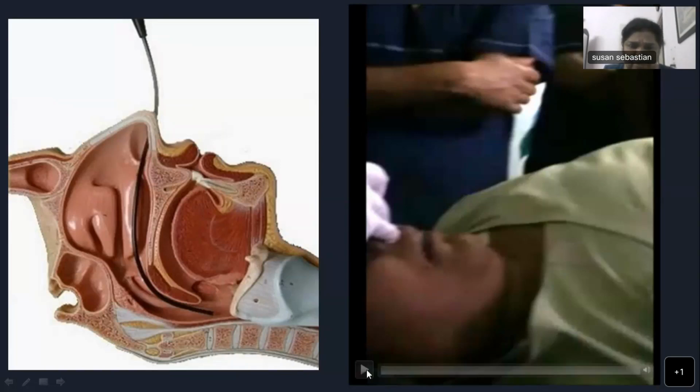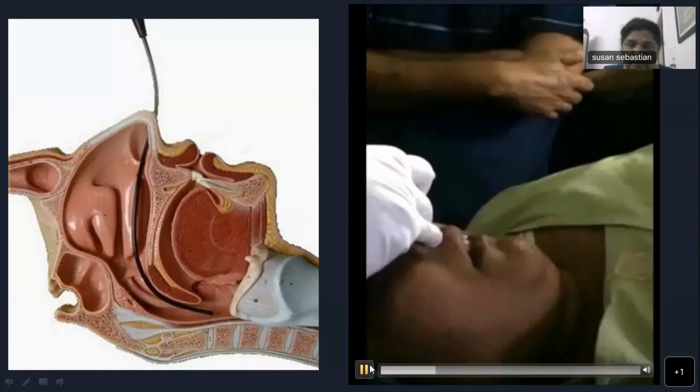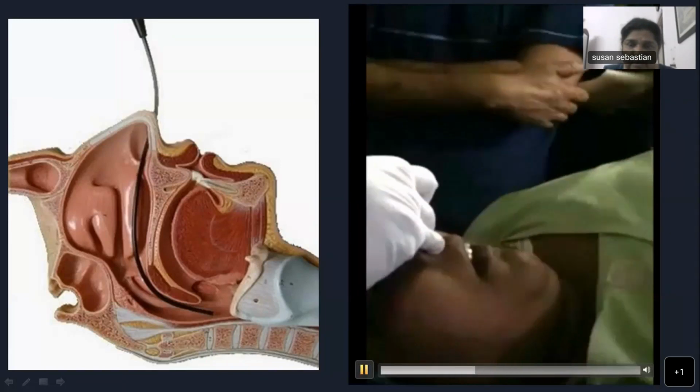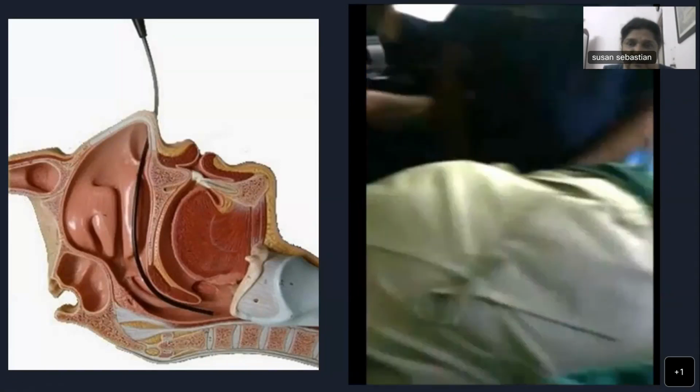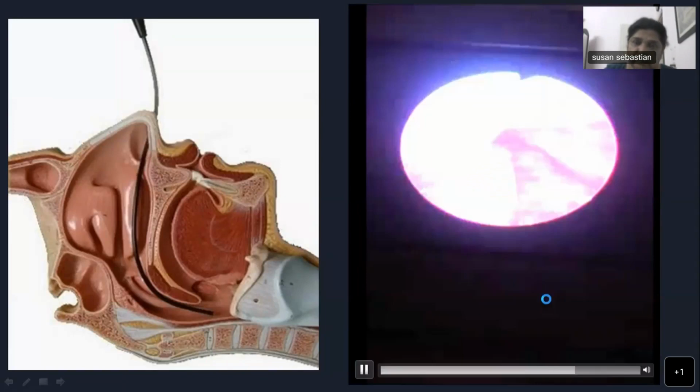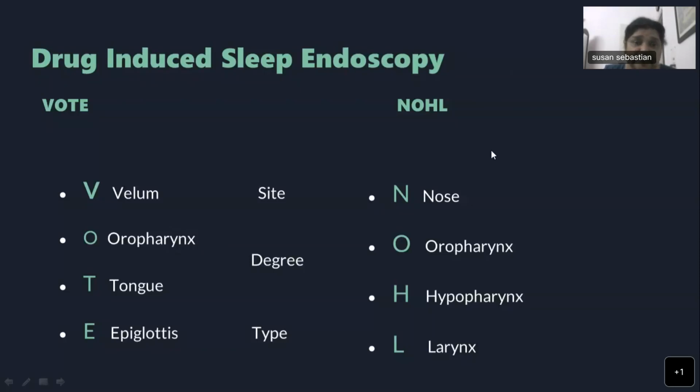This is a short video of that. The patient is lying down and we are passing the endoscope. At the same time, we will get the video on the monitor. We will be able to see the site and type of obstruction.